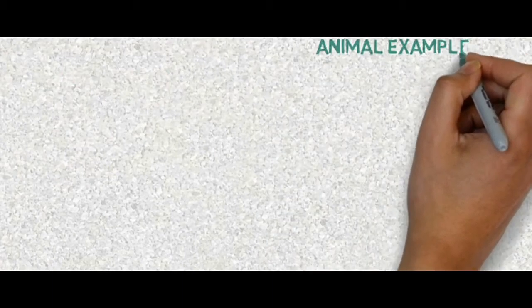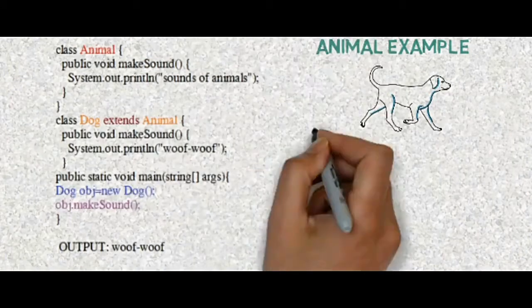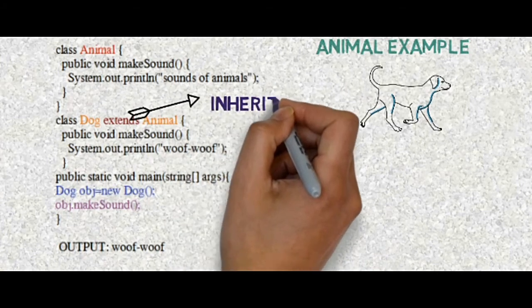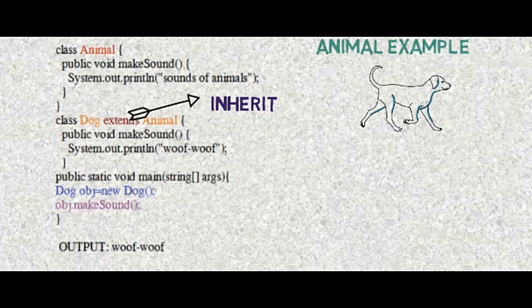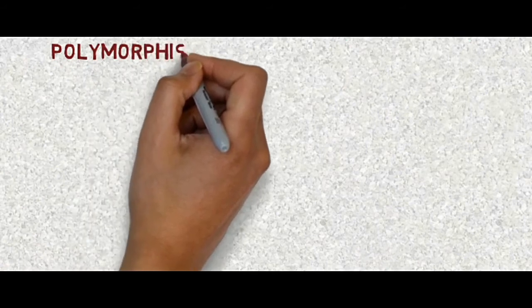We can understand this concept clearly with an animal class. Consider a dog class. In our animal class, we have a method called make sound, which prints different sounds of different animals. When we create another class called dog, if we use extend keywords, it means we are acquiring all the properties from the animal class. If we create object of dog class and call the make sound method, it will print the behavior of dog.